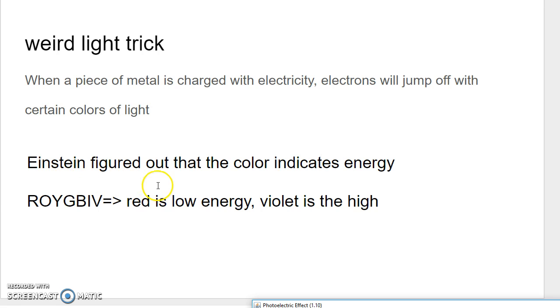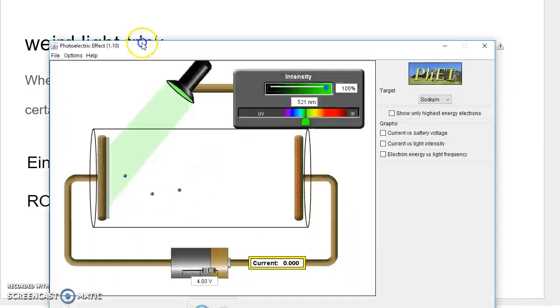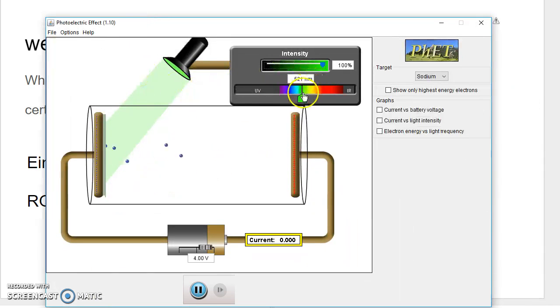Einstein figured out that the color indicates energy. Remember Roy G. Biv, red is low energy, violet is high energy. So when we're looking at this, the reason the color is so important is because we're shining different energy onto this.